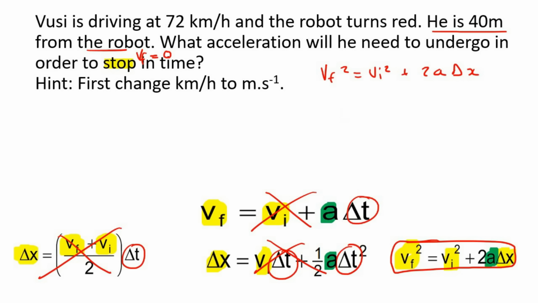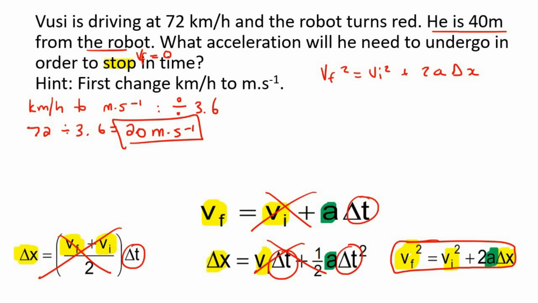But now we need to first change kilometers per hour to meters per second. The way that you do that is you just do the following. You divide by 3.6. That is what you do. So you're going to take 72 kilometers per hour, divide it by 3.6, and that is going to give us 20. And that is what we will use.